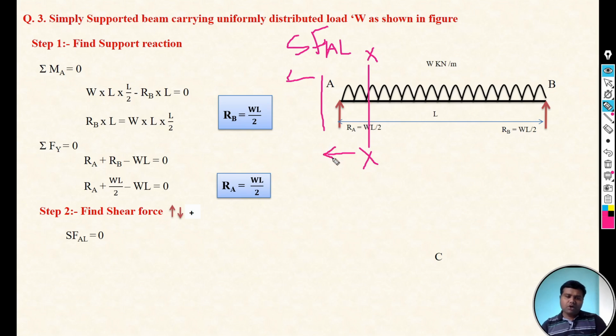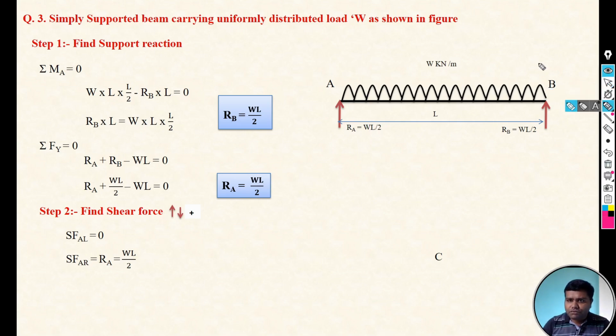And if you see on the left side, one reaction is there, that is Ra, and the direction of that Ra is upward, so we have to take it as a positive. Okay, so the shear force A right is Ra and Ra is WL by 2. After that, directly we can take the shear force B left.